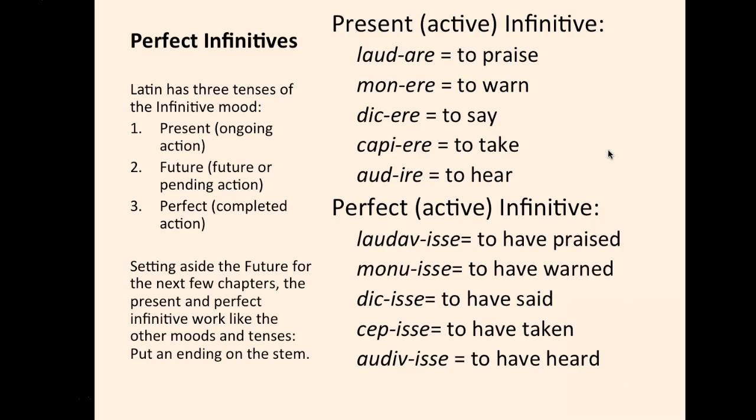So laudavisse means to have praised. Monuisse means to have warned. Dixisse, to have said. Cepisse, to have taken. All of these then include the verb have in their translation to indicate that the action has been completed.